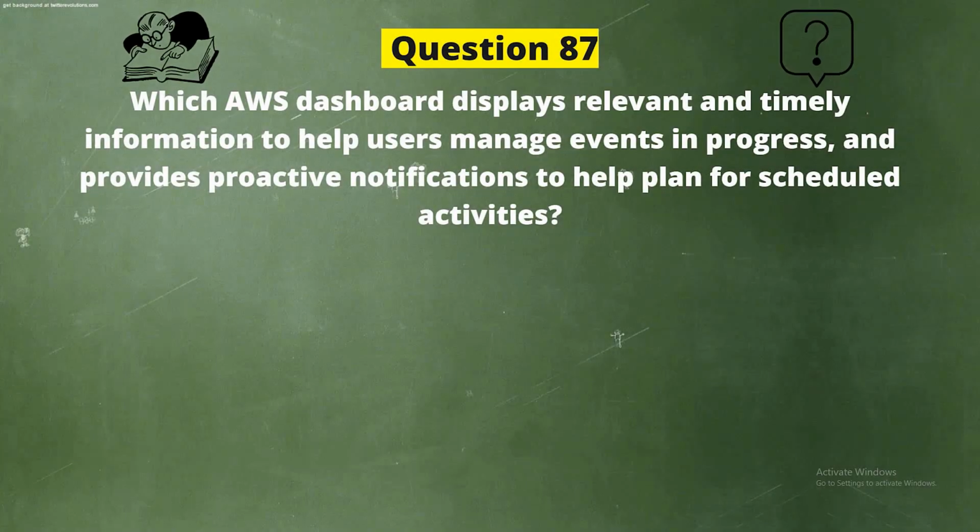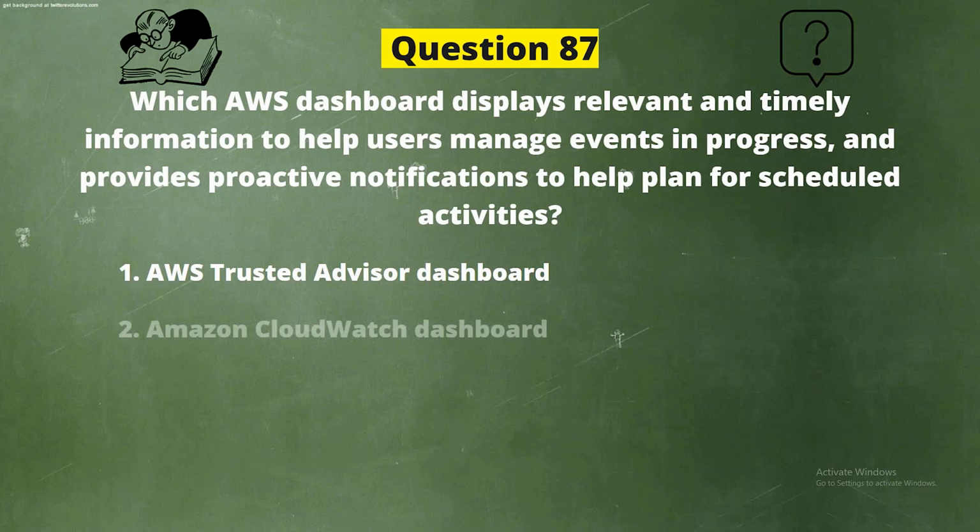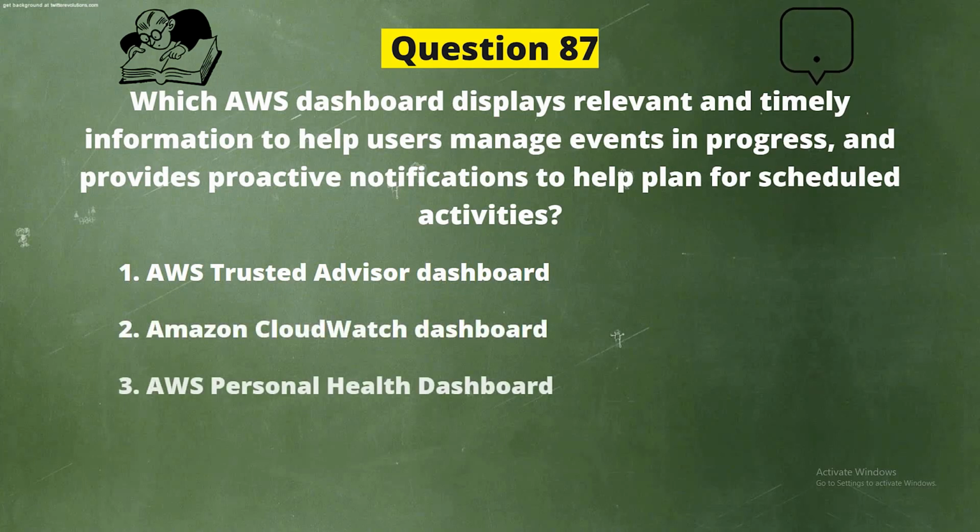Next question. Which AWS dashboard displays relevant and timely information to help users manage events in progress, and provides proactive notifications to help plan for scheduled activities? And the options are: Option 1, AWS Trusted Advisor Dashboard. Option 2, Amazon CloudWatch Dashboard. Option 3.